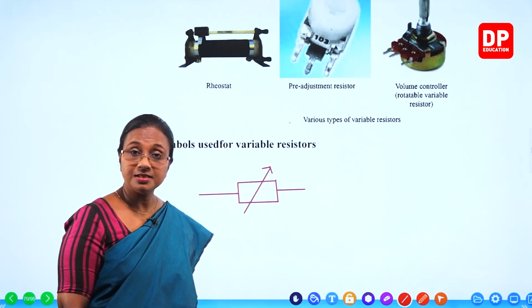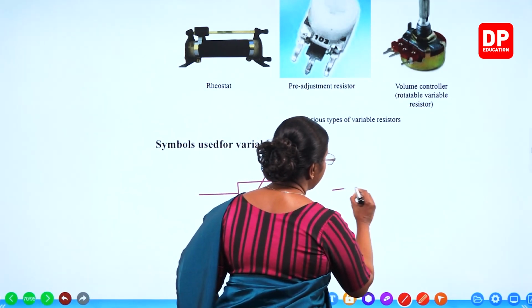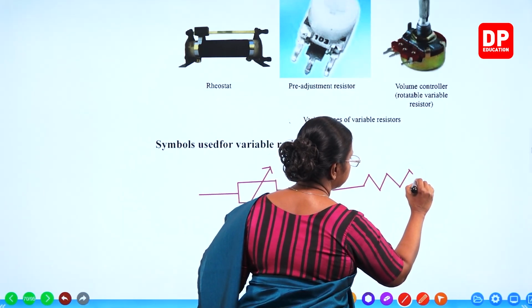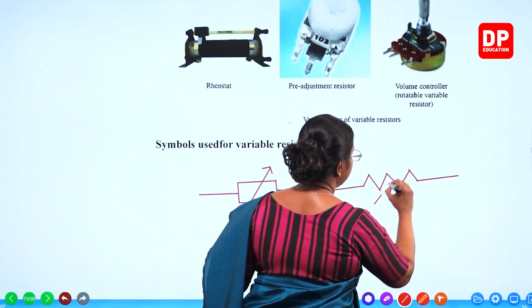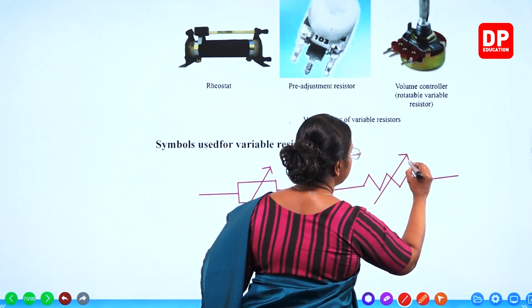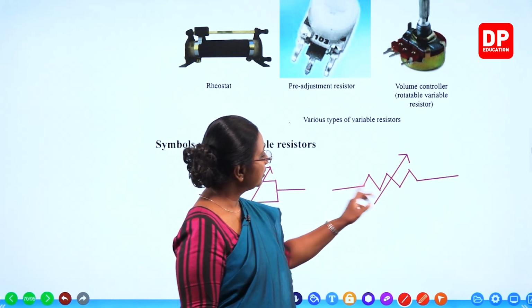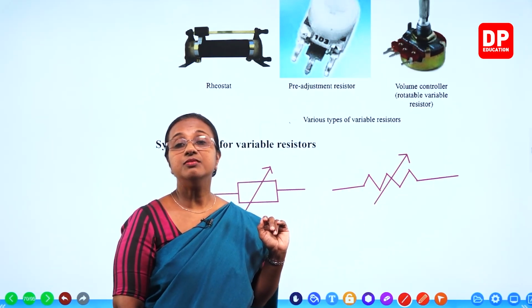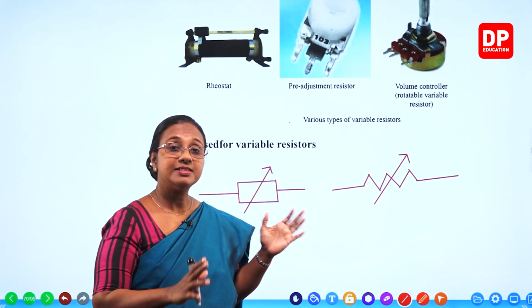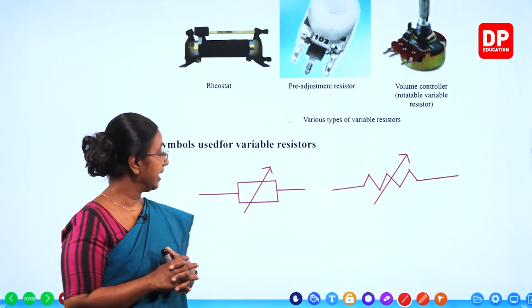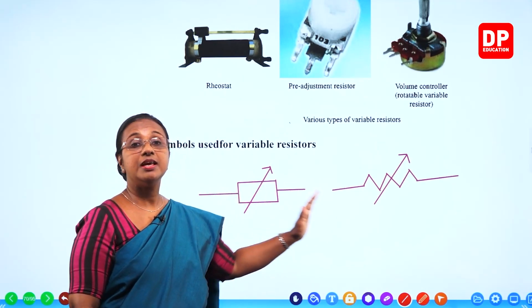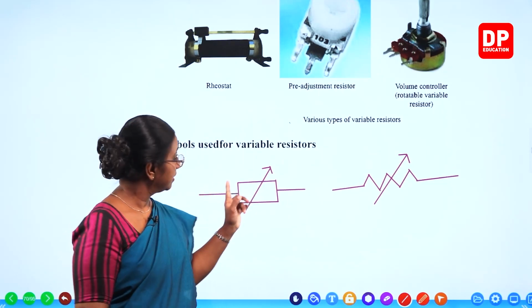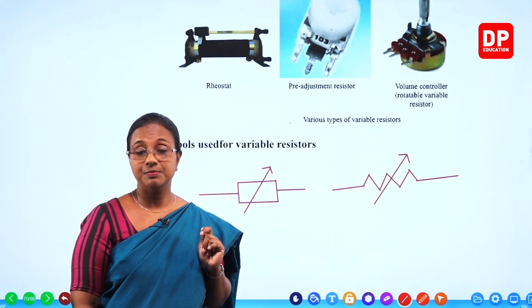Then there is another circuit symbol, no? Where you have the zigzag lines like that. Here also you put an arrow across the symbol. So without the arrow, it is a fixed value resistor. With the arrow, it is a variable resistor. That is how you can easily differentiate them. These are variable resistors. You can use either of the symbols, this symbol or the second symbol.